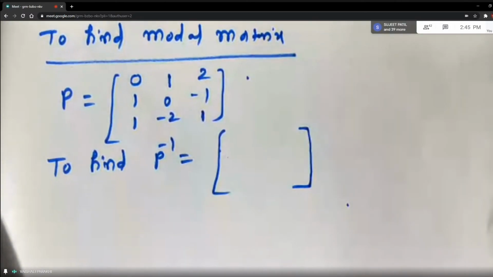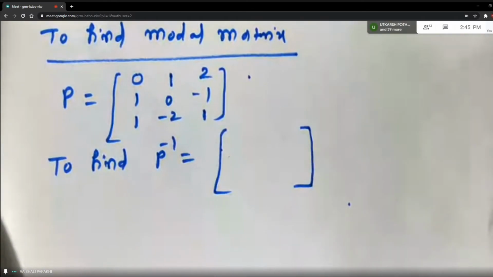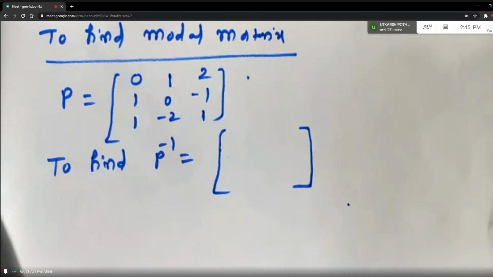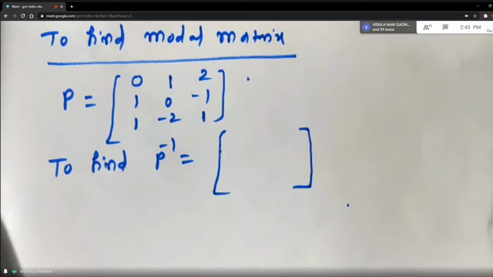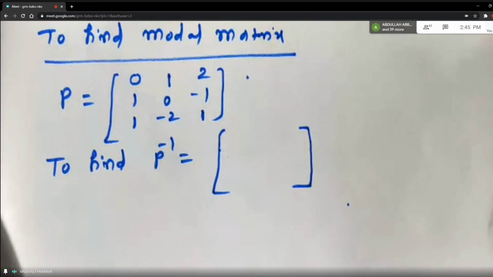So all are aware how to find the inverse on the calculator. Ma'am, if the arrangement of the P matrix is interchanged, will the answer change? No, because it depends upon how you are taking the eigenvalues. If you started with 8, your first eigenvector will be 2, minus 1, 1. So the answer will be the same.